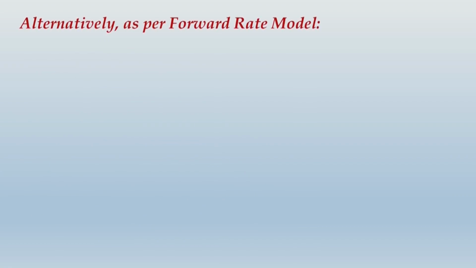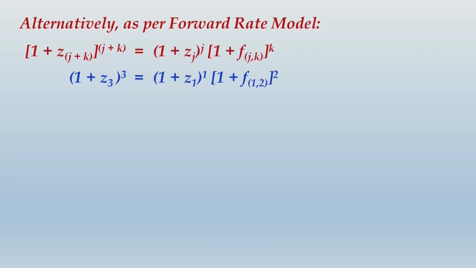Alternatively, as per forward rate model, if you apply that notation and substitute the values, I explained to you earlier that we are going to start in 1 year for a period of 2 years. So if there is a bond that will initiate after 1 year for a period of 2 years, the applicable rate will be F1, 2. And because this is a 2-year rate, to compute the factor, it will be 1 plus F1, 2 whole raised to 2. That will be multiplied to 1 plus Z1 raised to 1. And eventually it will give you the value of 1 plus Z3 raised to 3. This is indeed the forward rate model.